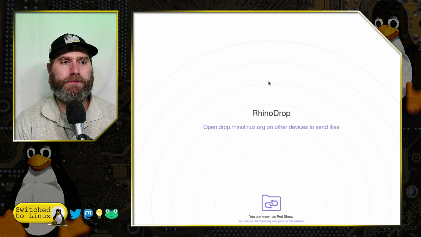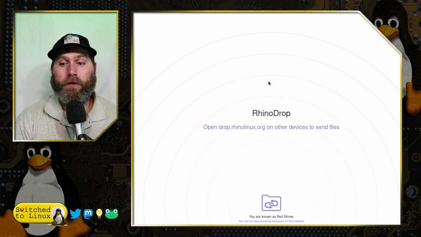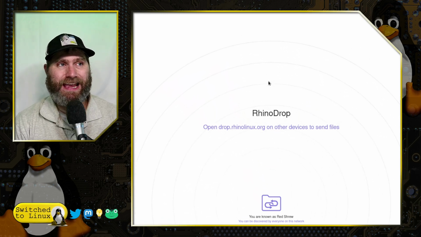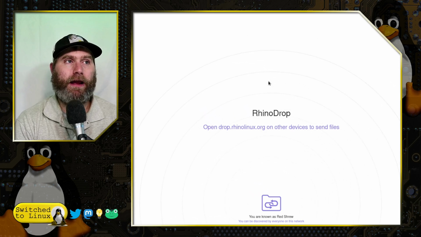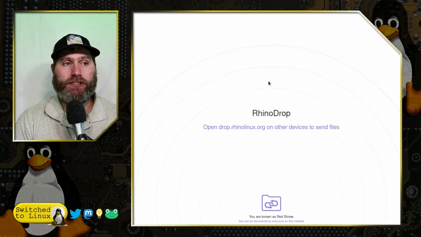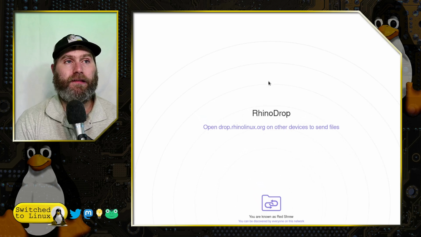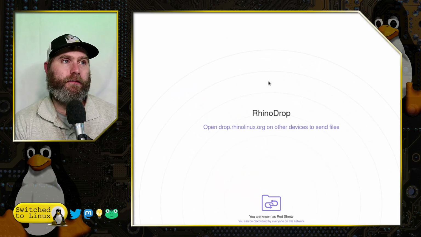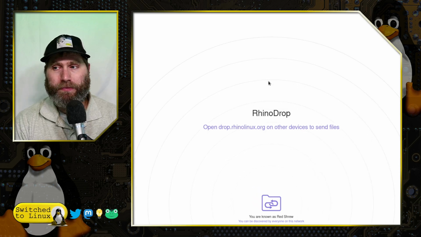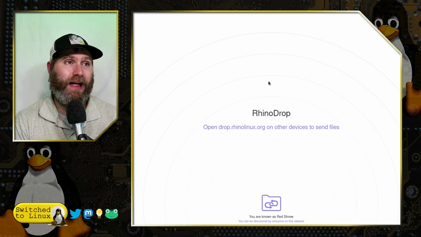So Rhino Drop is supposed to be like a web browser based system that is going to allow you to share files. I actually tried this on multiple different things. I had 3 simultaneous connections to the drop.rhinolinux.org, and there's no options. There is no instructions. I do not see any way to share files in between systems using this. So either A, there is a functional problem with it, or B, probably more likely, something in my network configuration and firewalls is blocking that.